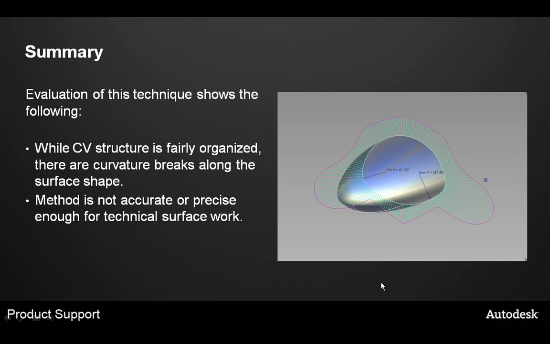So to summarize this technique, the push-pull technique is more of an organic surfacing approach to design modeling. It's similar to what a clay sculptor would use in actually blocking in a model or roughing in a model. The CV structure is pretty organized in this technique, but after evaluation of the surfaces, you'll notice that there's curvature breaks along the surface shape. So this method is not entirely accurate or precise enough for technical surfacing type of work.